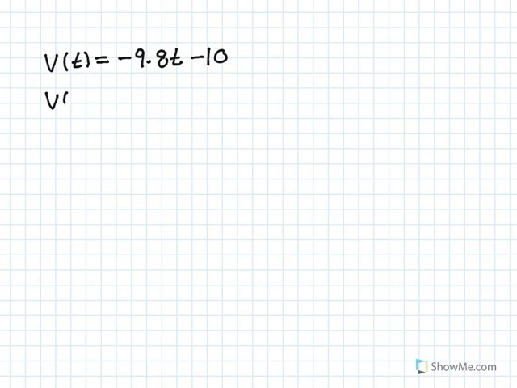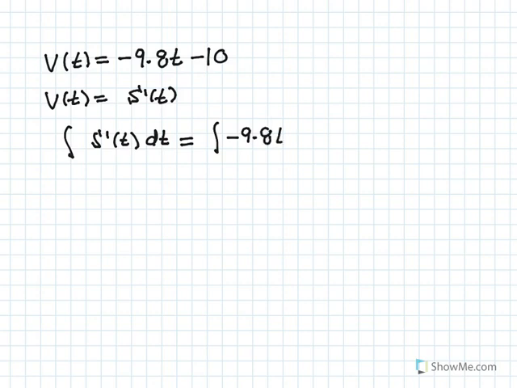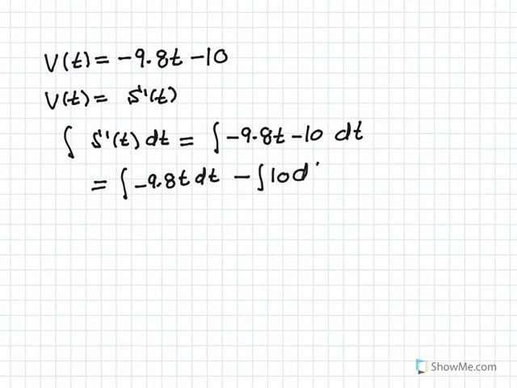Now recall that the velocity is really the derivative of the position function. So if we want to find the position function, let's integrate s prime of t dt. That's the integral of negative 9.8 t minus 10 with respect to t. That's the integral of negative 9.8 t dt minus the integral of 10 dt. Negative 9.8 is a constant, it passes right through the integral. 10 is a constant, it passes right through.